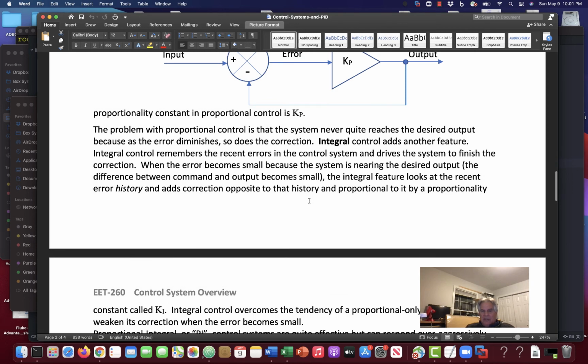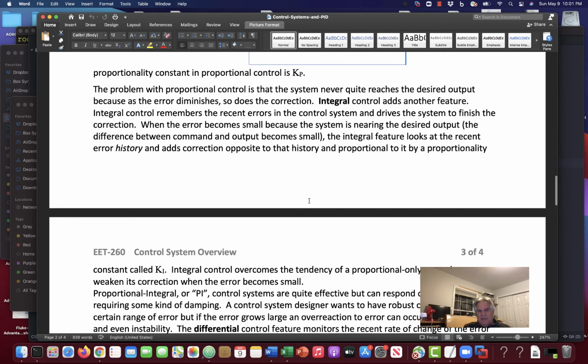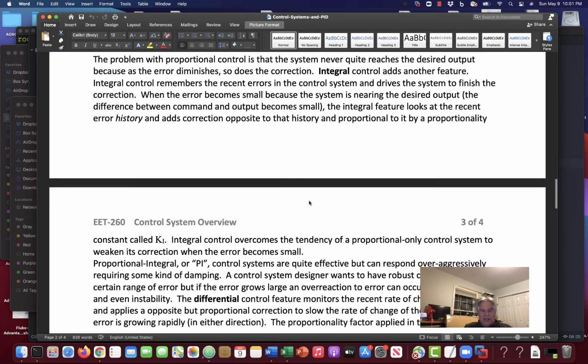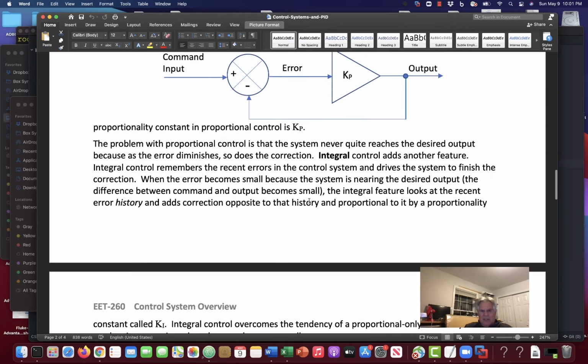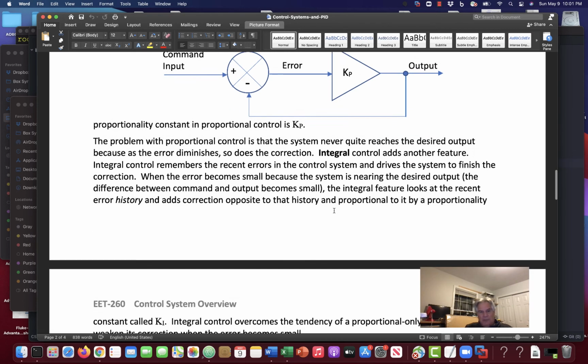So the integral remembers history in the system, and uses the memory of that history to say, hey, we've still got more work to do. I remember us being behind the 8-ball. Now, this proportional system has K sub P as a constant. You multiply that by the error voltage, and it gives you an amount of drive. And so they call it proportional.